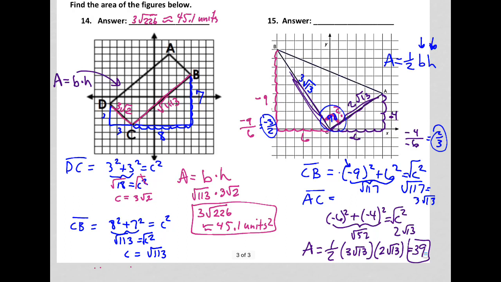I mean, the answer is 39. If you would have rounded or left this as a decimal here and this as a decimal here, you wouldn't have had exactly 39 in the end, because basically you rounded throughout the problem. So our final answer should be 39 square units, because we don't know if it's inches, centimeters, what it is. So that's our final answer.